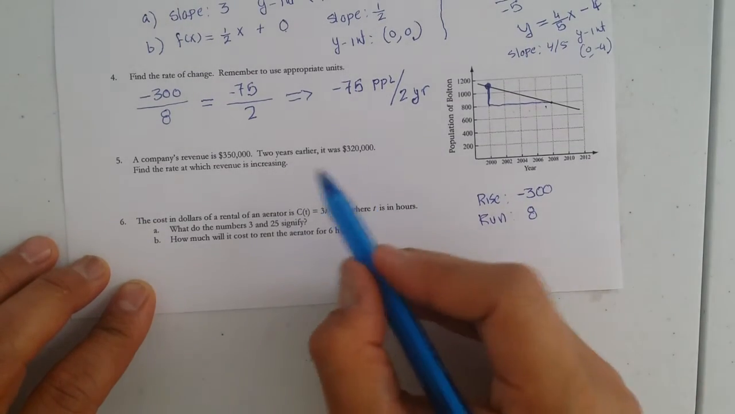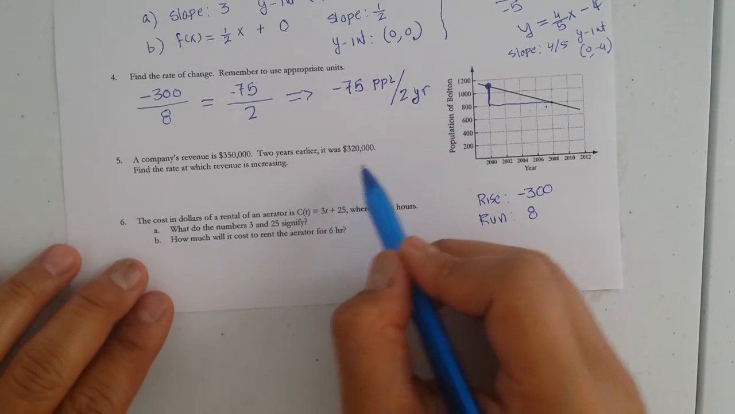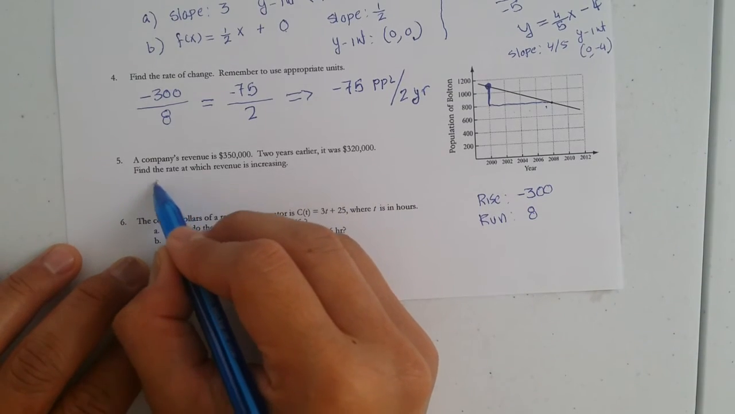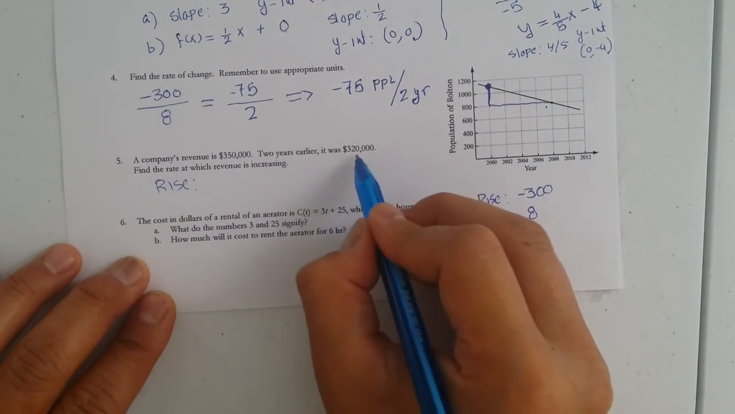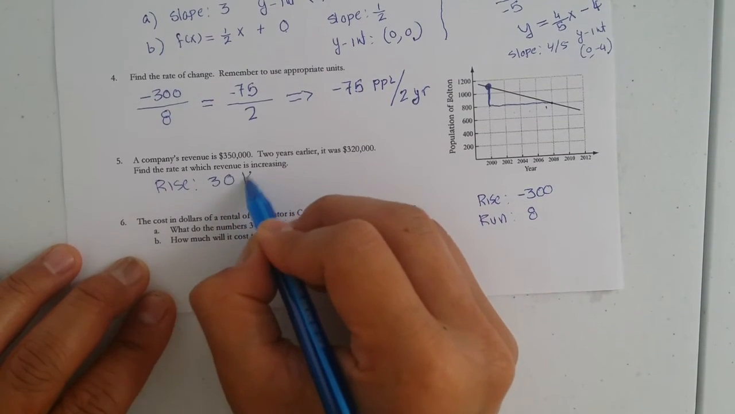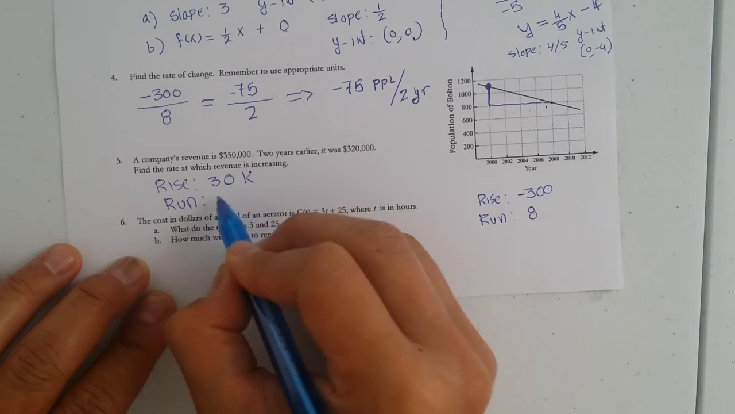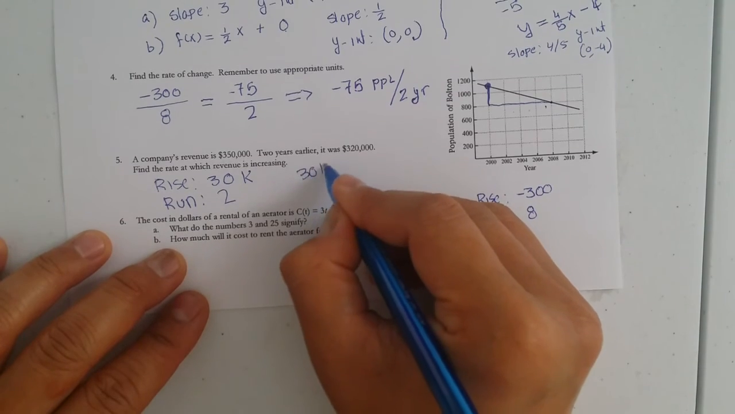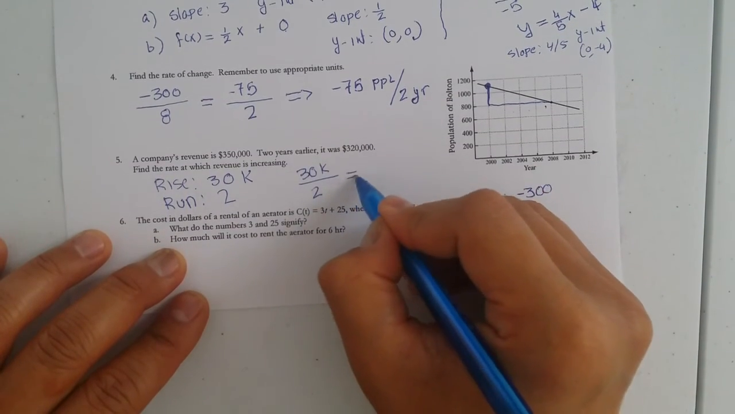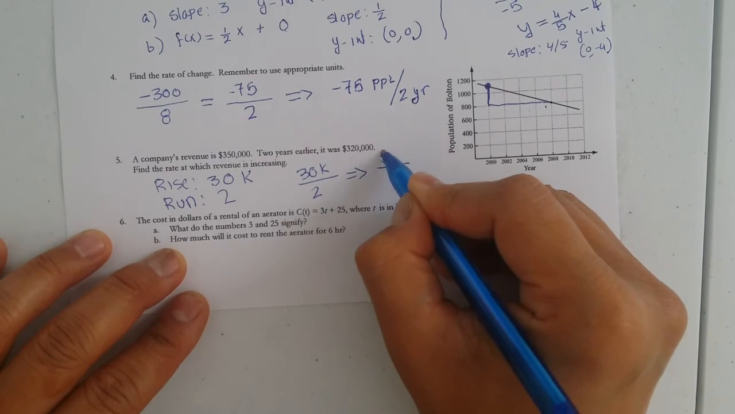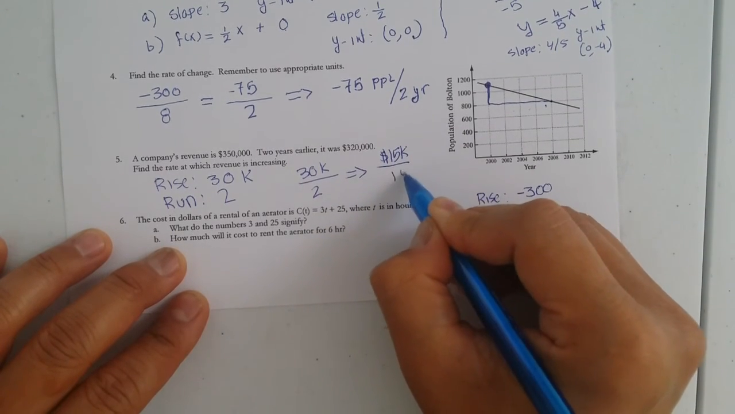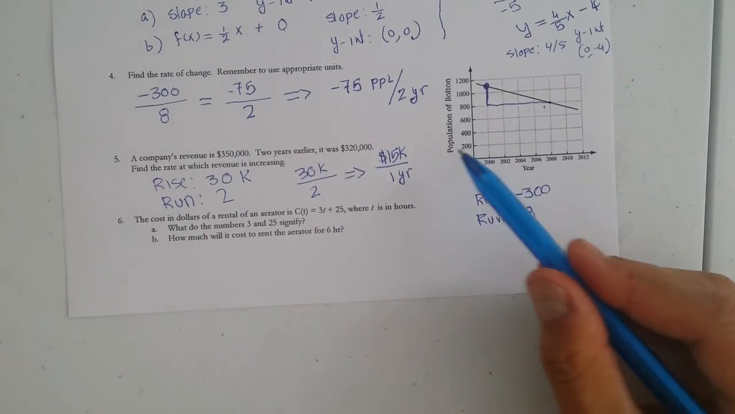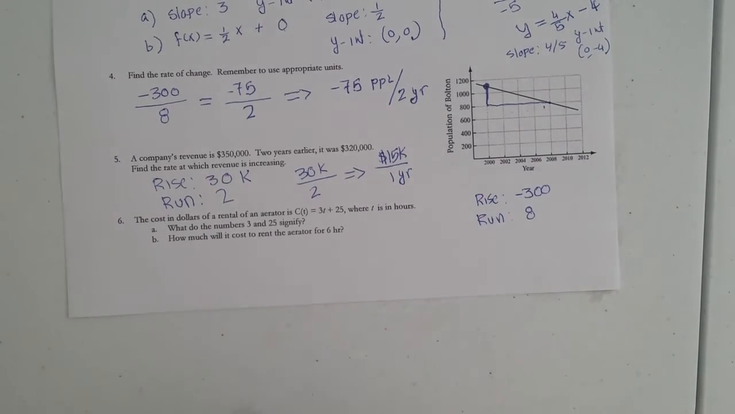So in this case, the revenue is actually increasing because it was 320, now it's 350. So it went up how many? So it rose 30,000 at the rate of 2 years. So you have 30,000 over 2 years, which simplifies to 15,000 per year. Okay, and that is your rate. The company is progressing at $15,000 per year. It's making 15,000 more per year.